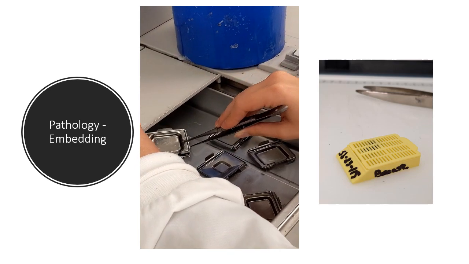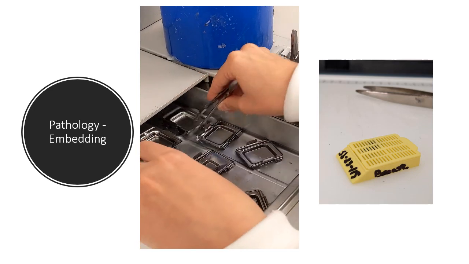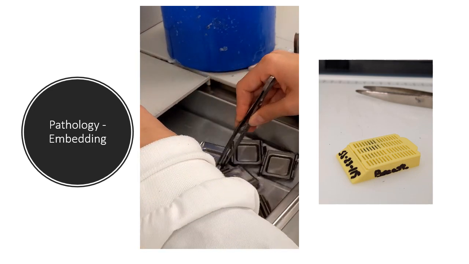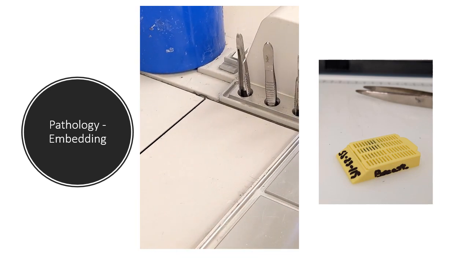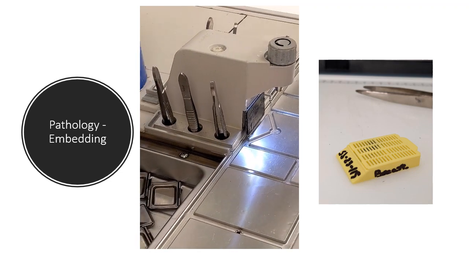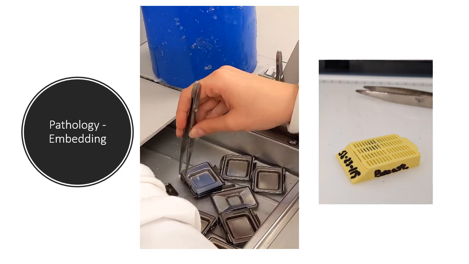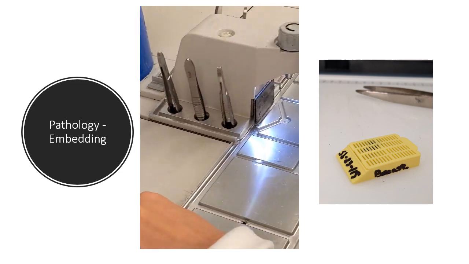The mold is then filled with wax and put onto a cold plate while holding down the tissue to prevent floating. The bottom of the cassette is then put on top of the mold and filled completely with wax. The now embedded tissue is left on a cold plate until the wax has fully solidified. Embedding is done to allow the cutting of very thin sections of tissue which would not otherwise be possible.